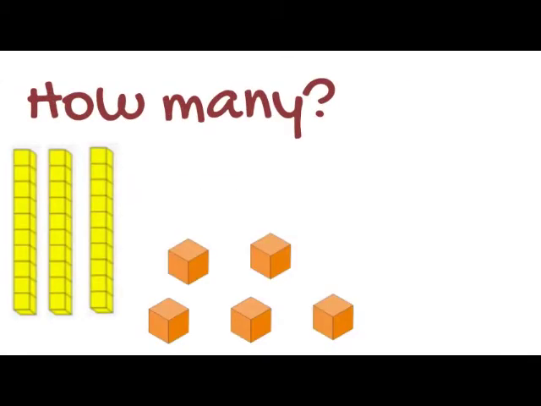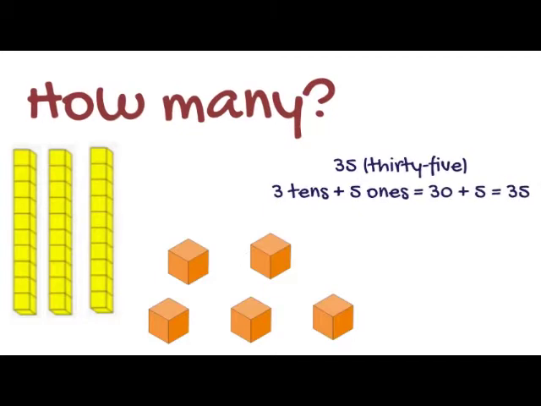So how many are these? Three blocks and five cubes. Can you tell me? Yes, it is 35. Thirty-five. Three tens plus five ones equals to 30 plus 5 is equal to 35. 30 plus 5 is the expanded form and 35 is the number name.